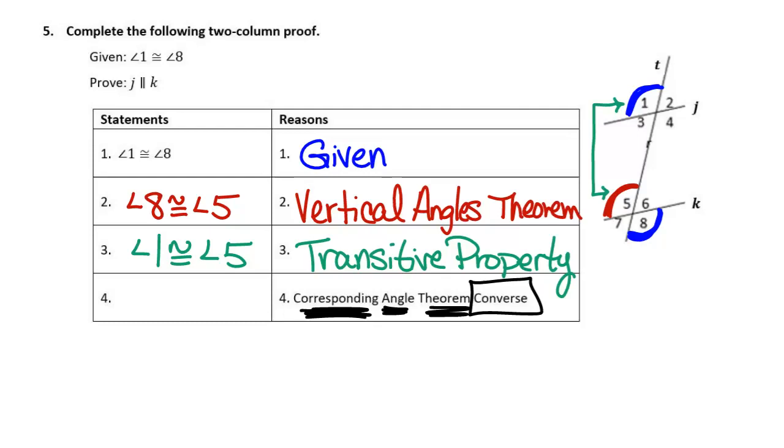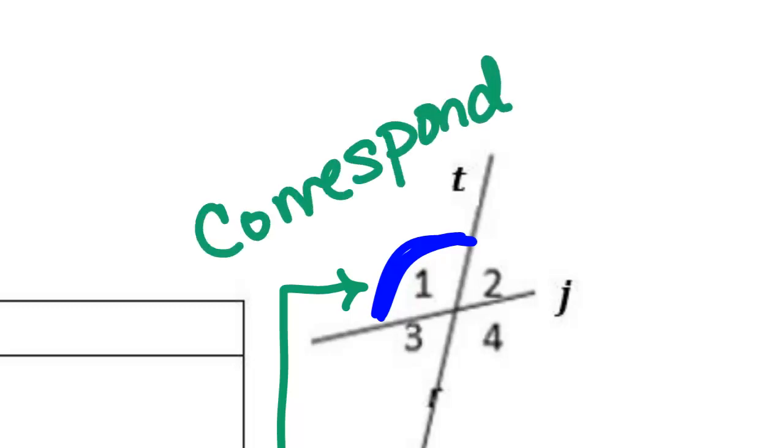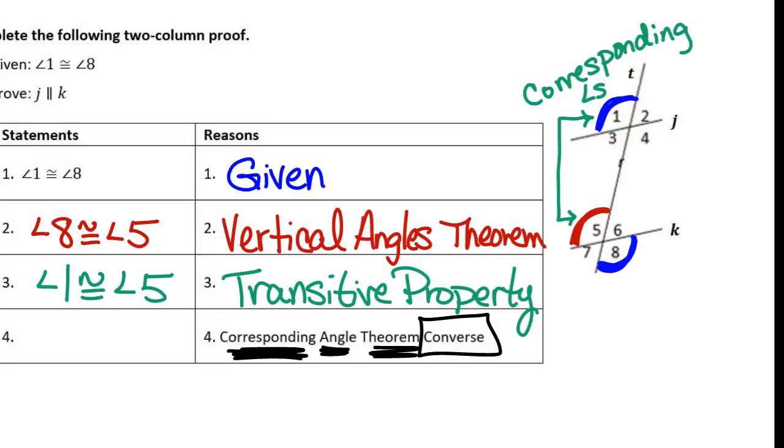So we've used logic to go from angle 1 is congruent to angle 8. We used vertical angle theorem to say 8 and 5 were the same. We used the transitive property to say that 1 and 5 would then have to be the same size. They're congruent. You guys already told me that these are corresponding angles. And what do I know about those corresponding angles? What did we just say about them? They're congruent. I know they're the same size.